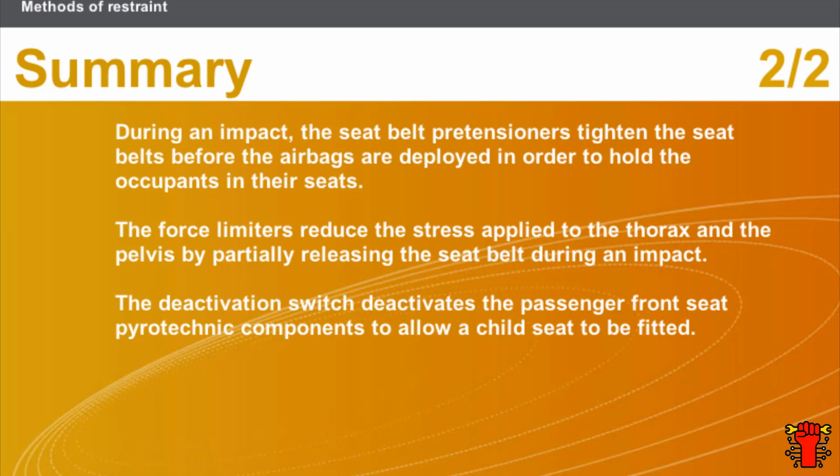During an impact, the seatbelt buckle pretensioners tighten the seatbelts before the airbags are deployed in order to hold the occupants in their seats. The force limiters reduce the stress applied to the thorax and the pelvis by partially releasing the seatbelt during an impact. The deactivation switch deactivates the passenger front seat pyrotechnic components to allow a child seat to be fitted.